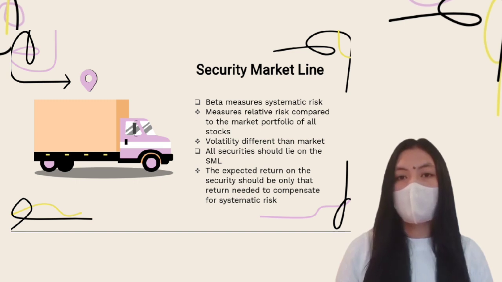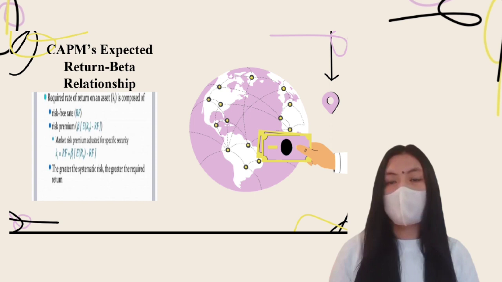The SML can be used to determine whether the investment product should offer a variable expected return compared to its level of risk. The capital asset pricing model is the model that describes the relationship between expected return, risk, or investment in a security. At pinapakita dito that the expected return on a security is equal to the risk-free return plus risk premium, which is based on the beta of the security.